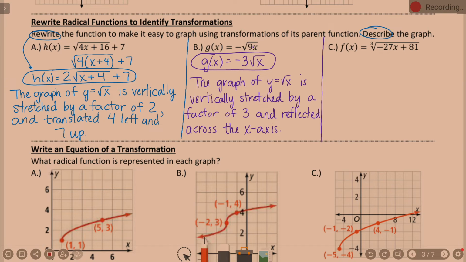Now, here's the slight catch. What do you notice about 27x? It's a negative. So I'm going to suggest when we factor this out, we factor out a negative 27 under the radical. It's going to change things up a little bit. So I'm going to have the cube root. When I factor, I'm going to do this in 2 steps, the negative 27 out. Negative 27x divided by negative 27 is going to be x. Plus 81 divided by negative 27 is going to be minus 3.